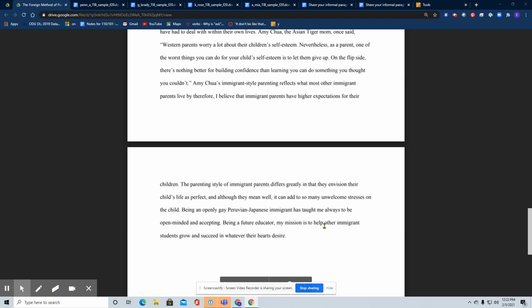Now, disclaimer alert. This paper that you're looking at had already been through a revision. So this is a final draft of the paper.